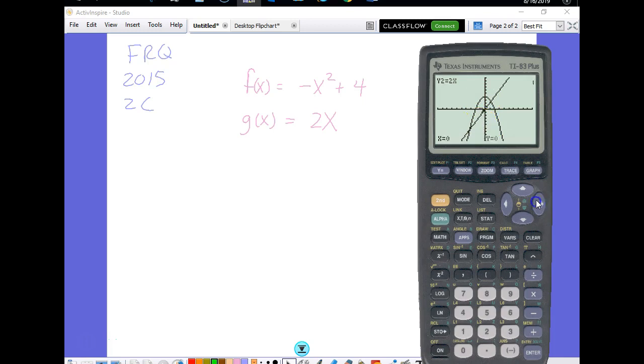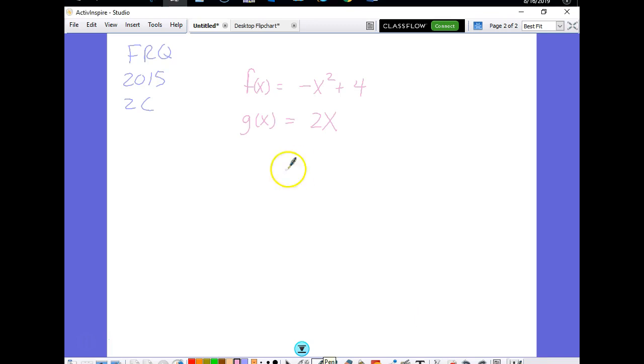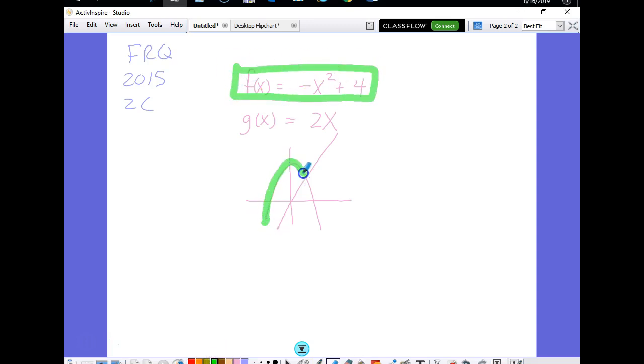And now as I scroll along, now I'm moving along the straight line, and now that means I'm on the line 2x. So now I know the straight line is 2x, and the curving line is the negative x squared plus 4. So we're looking at something like this right now, right? I think that's what it is. And we know that the curving one is the negative x squared plus 4. Okay. Now, why does that matter?